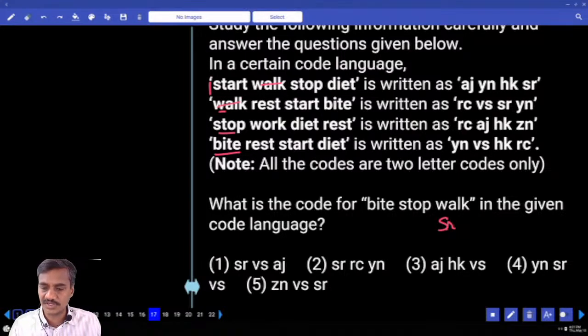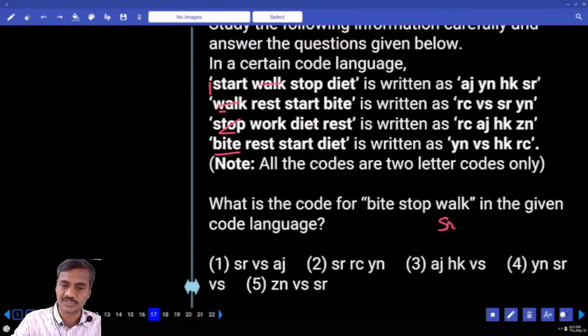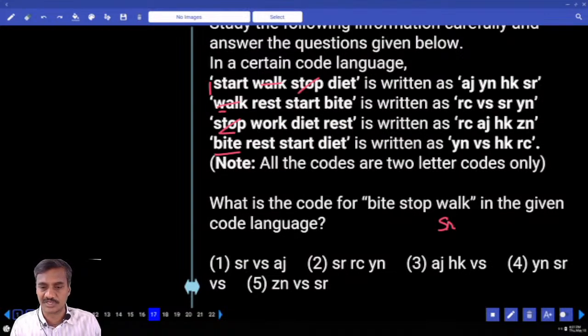Then next one, walk SR, stop. If you compare the first and the third, what is the word that is common? Two words are common. And what are those two? Diet and stop. But diet is common in all these three, isn't it? And what is the code that is common? HK. HK is the code for diet. And the code for walk is SR, and it cannot be HK.